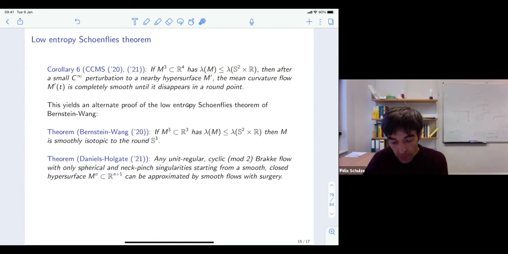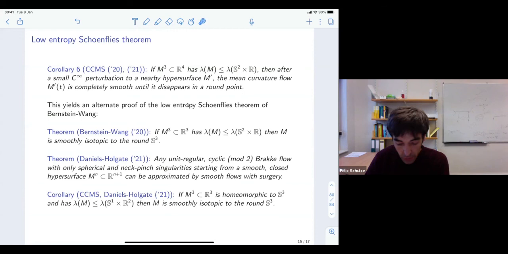And what is the corollary of this? We can assume we have a three-dimensional hypersurface in R4, sorry, this should be R4, which is homeomorphic to S3. That's more or less the assumption of the Schoenflies. And we go one up: if the entropy is less than S1 cross R2, then it's smoothly isotopic to round S3. What is the argument? You take this, use our perturbation result from the page before to make the flow generic, and then use this approximation result of Joshua, which says you can approximate by flows with surgery. Now we can actually control the whole topology through the surgeries, but since you were topologically the sphere, you never cut a handle, and you just do connect sums of spheres, which is still an isotopy, and then you get the isotopy to the round S3. And I will stop here.